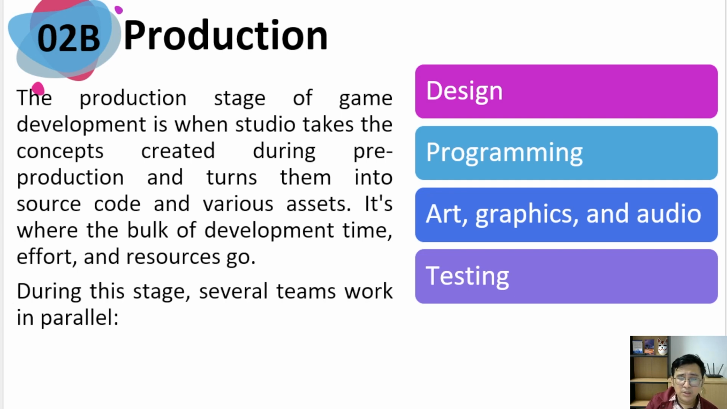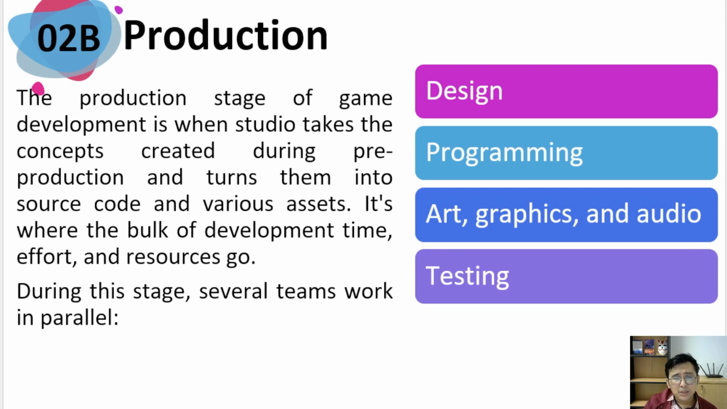The production phase usually consists of several teams such as design, programming, art, graphics, audio, and testing. This is entirely optional. Some of them are even larger in certain game developments, and sometimes even smaller, because we can also combine design and art, graphics and audio at the same time, and we can also combine programming and testing.